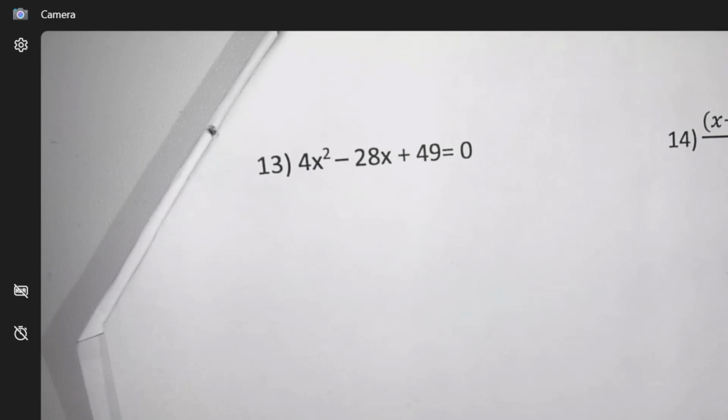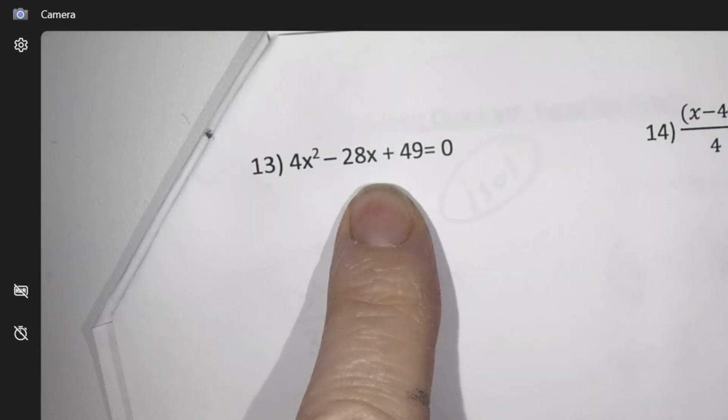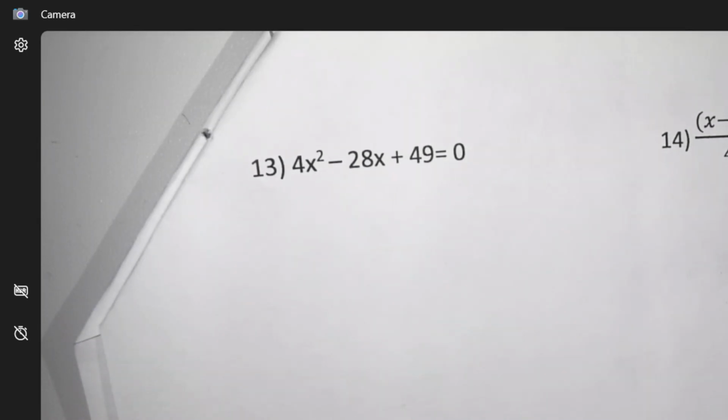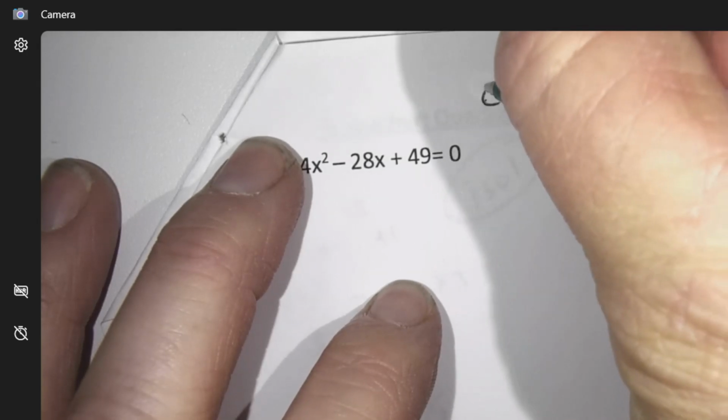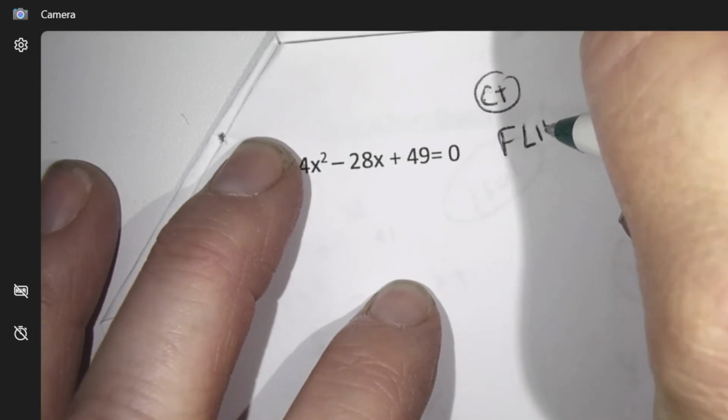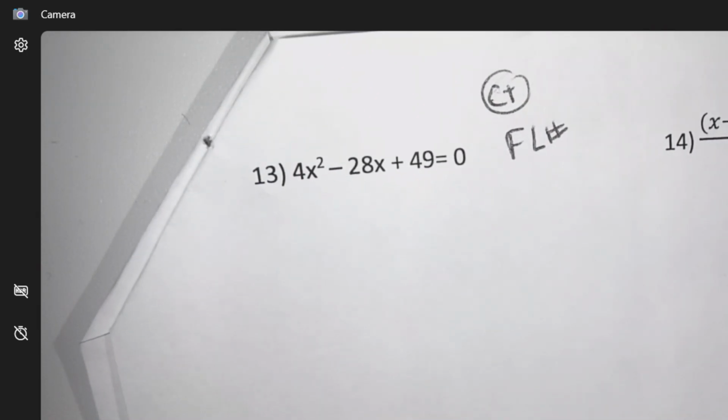Okay, number 13. Two variables. Okay, 0, check. Can I take anything out? Divide by 2, nope. Divide by 4, nope. I don't think so. Complex. This is going to be big, isn't it?